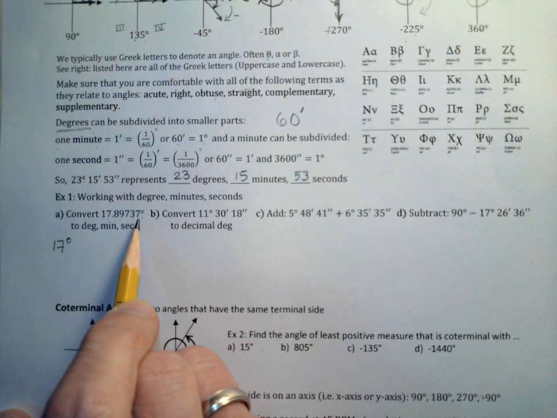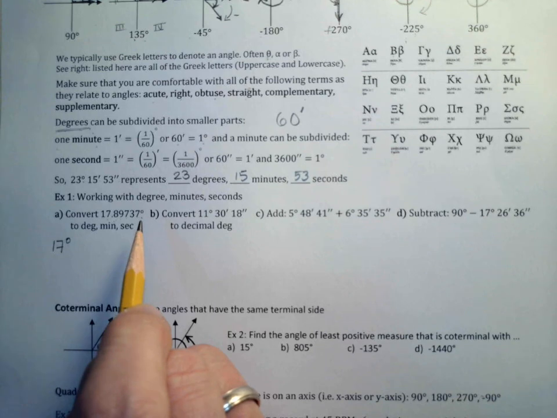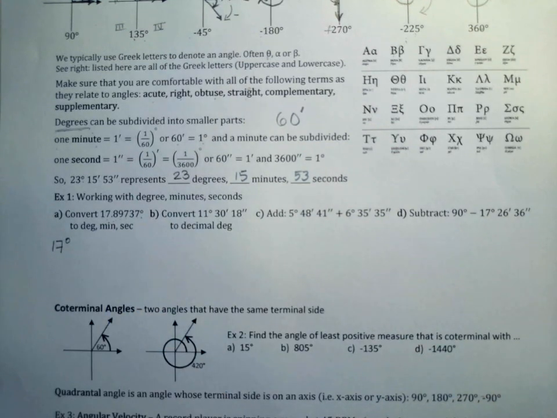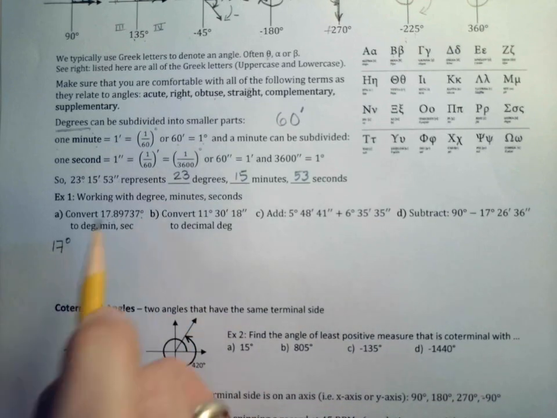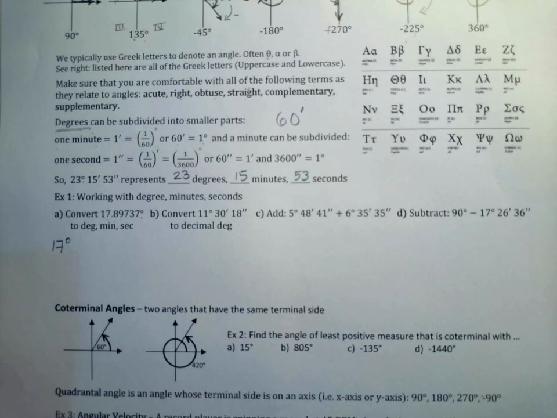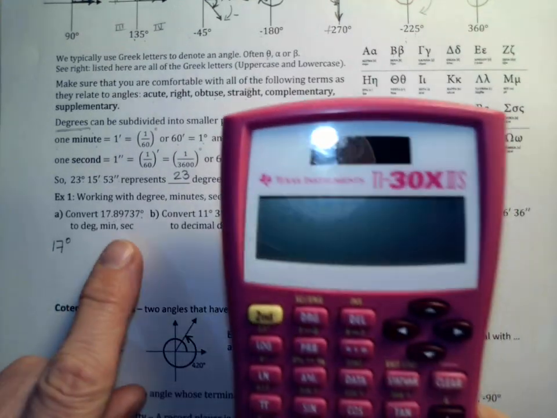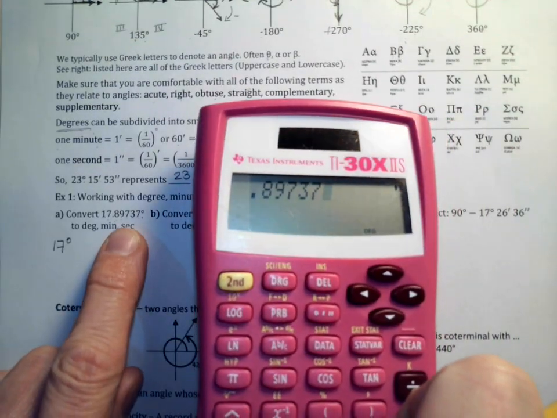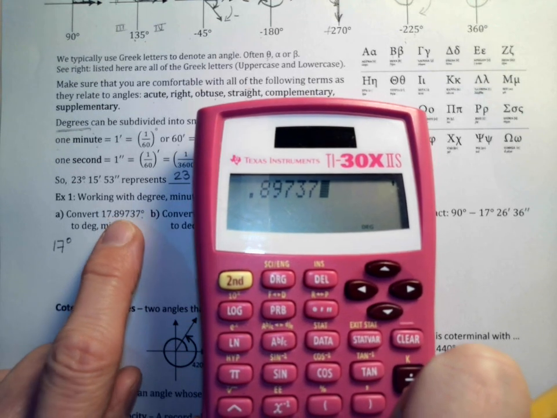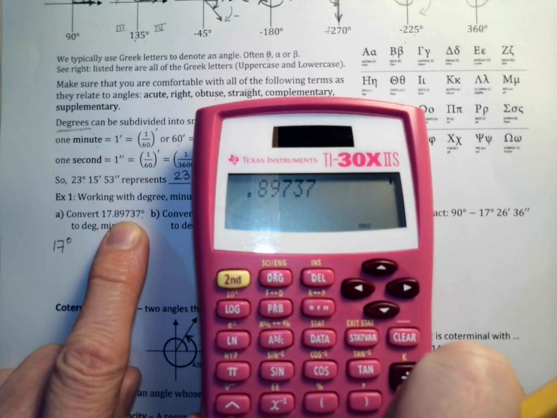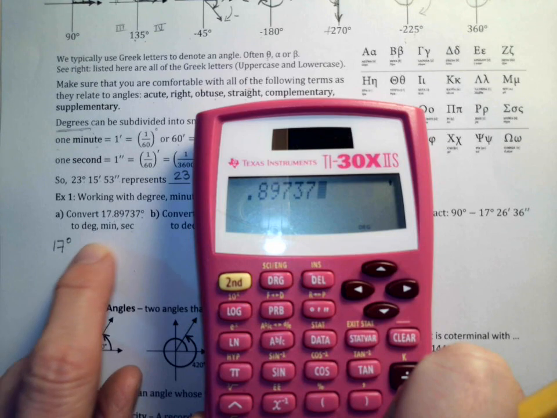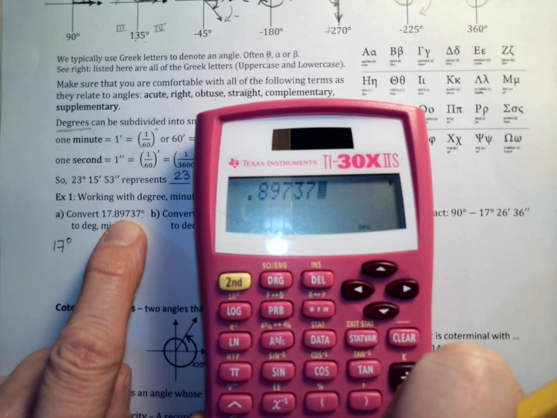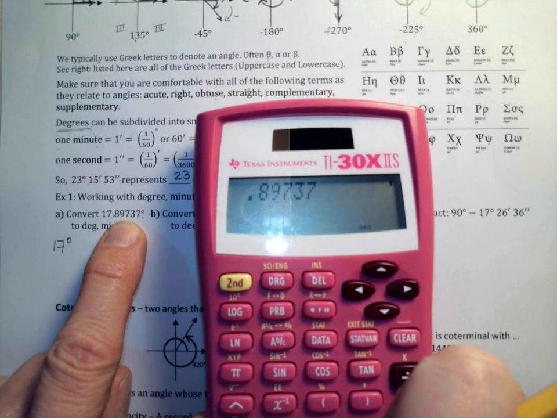And so we put the decimal part in our calculators. Let me see if I can get my calculator going here. We take the decimal part, 0.89737. So put just the decimal part in your calculator. That is degrees, but we know 17 degrees, so this is a fractional part of a degree. I wonder how many minutes that is.